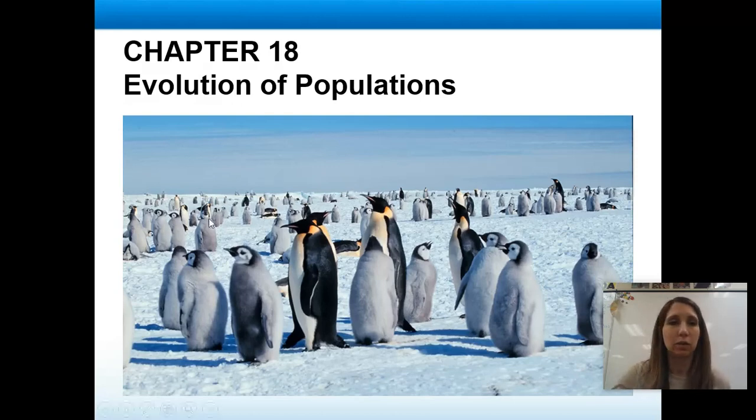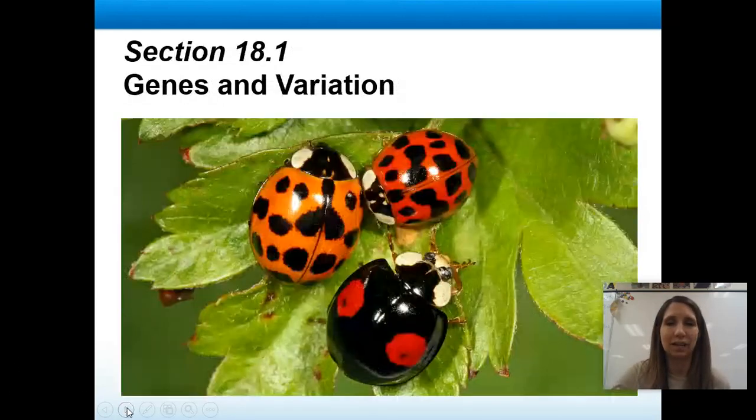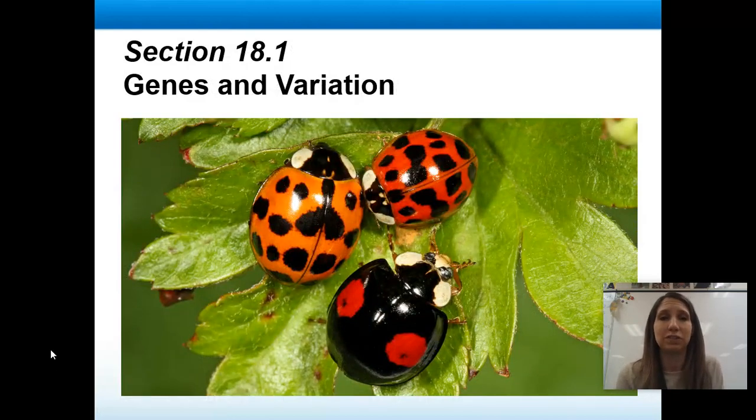All right. So go ahead and get the title for chapter 18. We are going to start in section 18.1, which is about genes and variations. So what we're going to look at here is specifically where does variation come from? What creates the uniqueness that we see among many individuals in a population or species? And then how does that variation change over time?